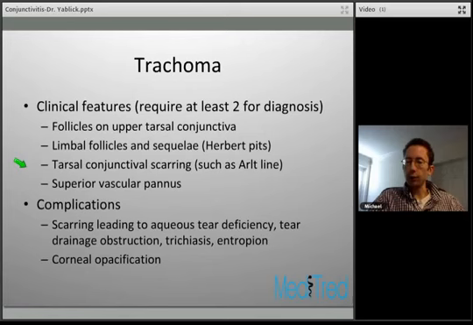Complications of trachoma are basically what lead to blindness, and that's scarring that you can have causing aqueous tear deficiency, tear drainage obstruction, trichiasis, and ectropion, or you can have corneal opacification.